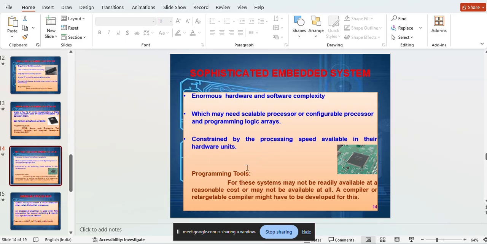Next, programming tools. Here it cannot be programmed by the users. What it tells is that tools for these systems may not be readily available at a reasonable cost, or may not be available at all. A compiler or retargetable compiler might have to be developed for this. Since this is manufacturer preferred, you cannot program this controller. It will only be programmed by the manufacturer itself.